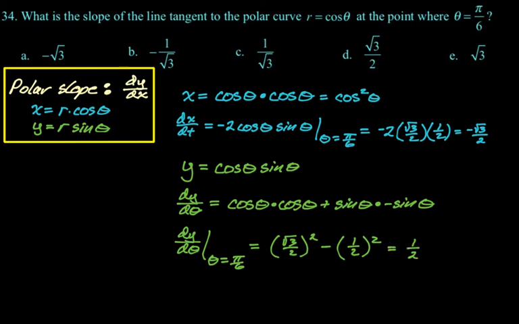So dy dx is dy d theta divided by dx d theta. Typically, I will find dy d theta first and then dx d theta. I forgot to do it because I got overwhelmed by the polarness of the problem.